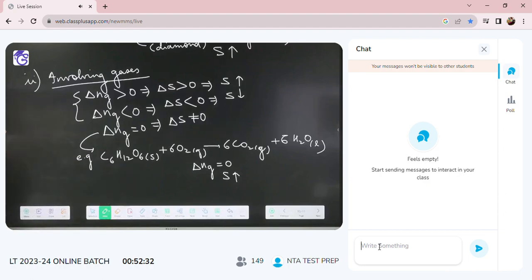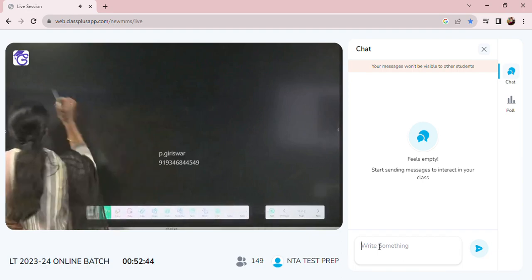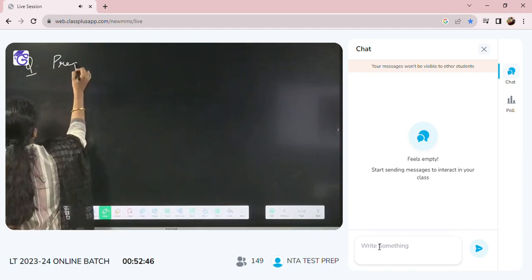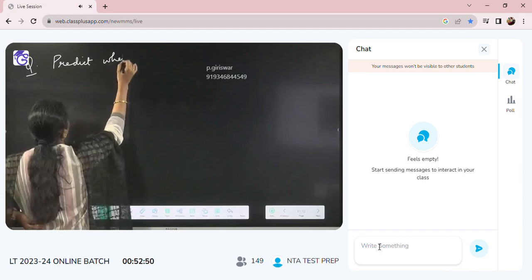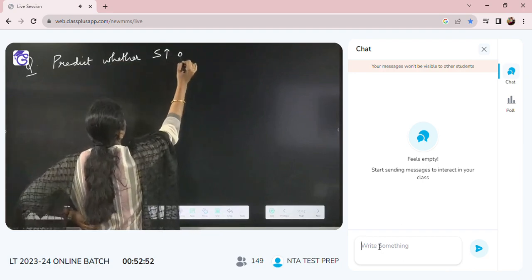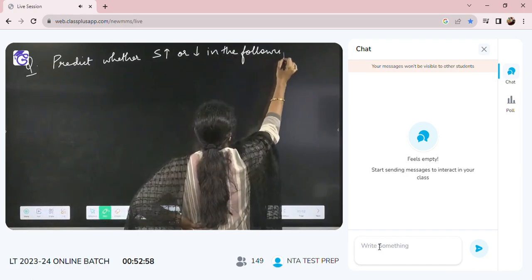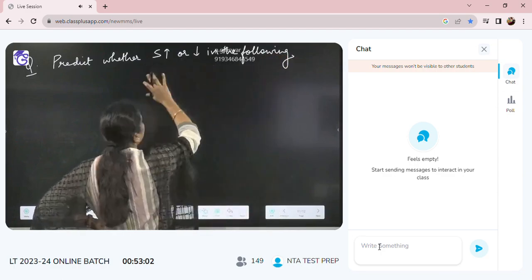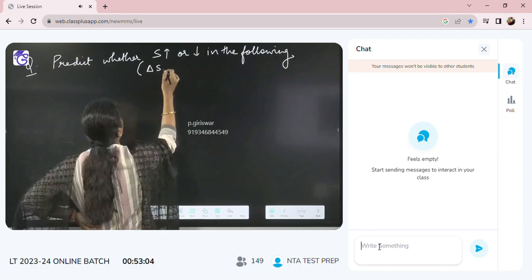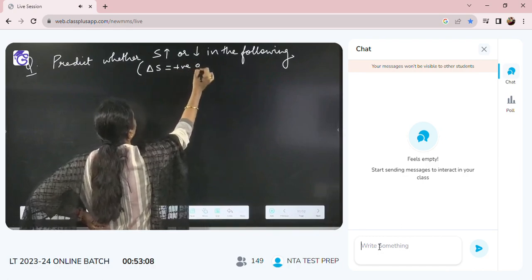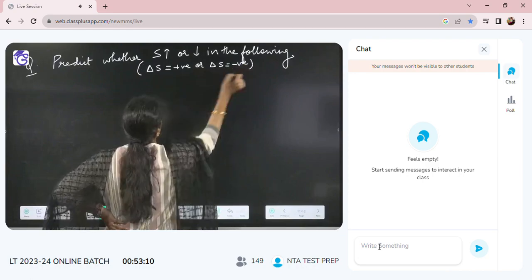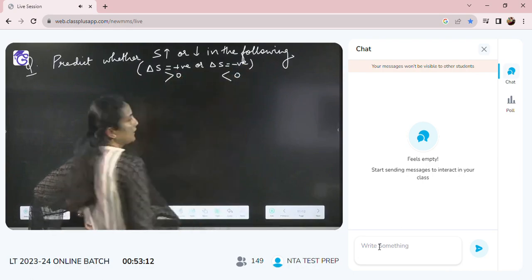Having learnt all this, I'll give you some questions. Are you done writing it? Tell me. Done? Okay. Now, predict whether entropy increases or decreases in the following. Sometimes they can give you like this also: delta S is positive or delta S is negative, or greater than 0, less than 0. Like that they can ask you.